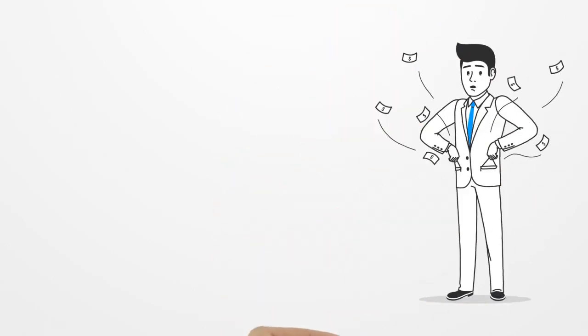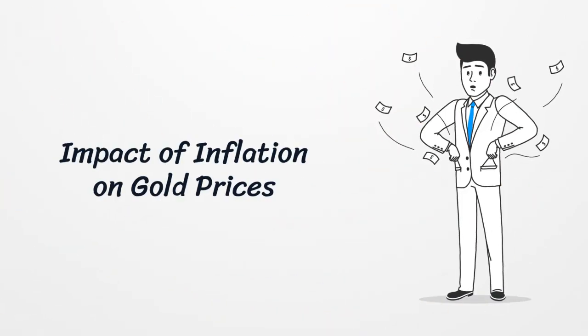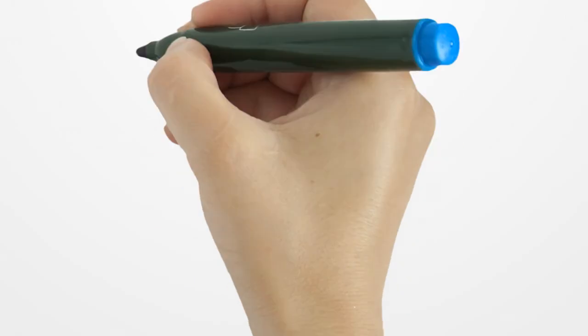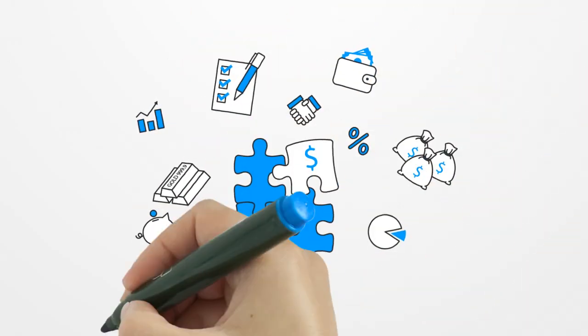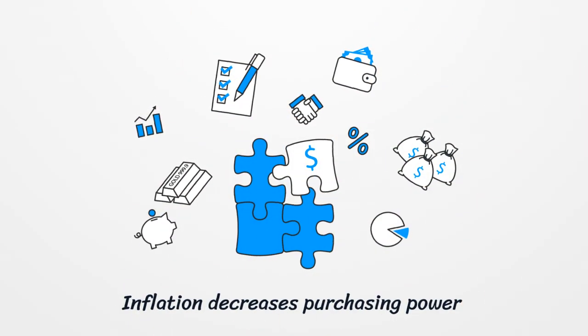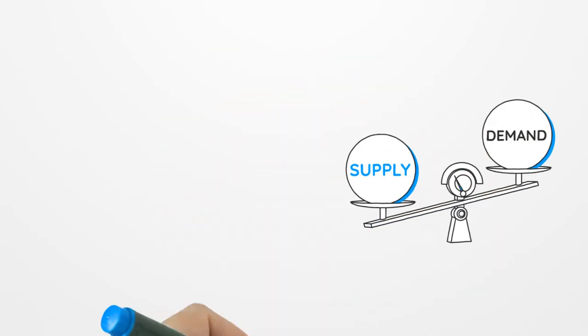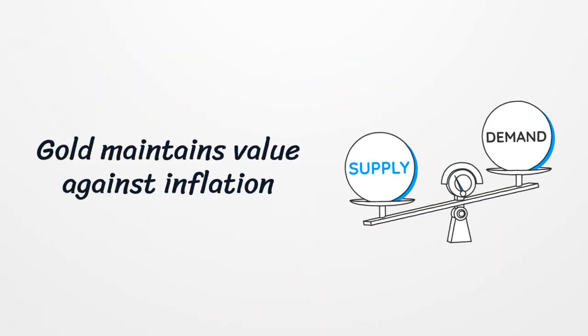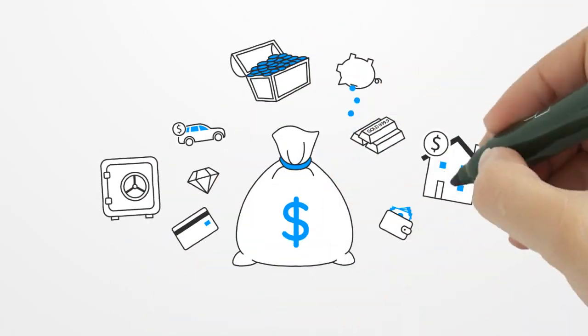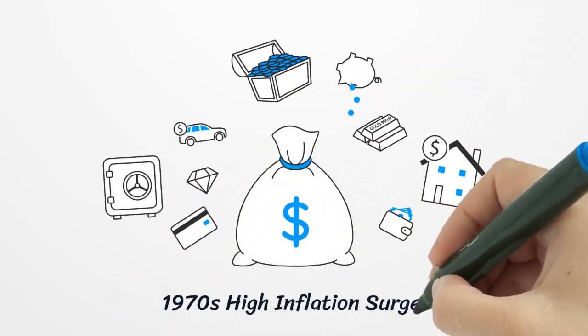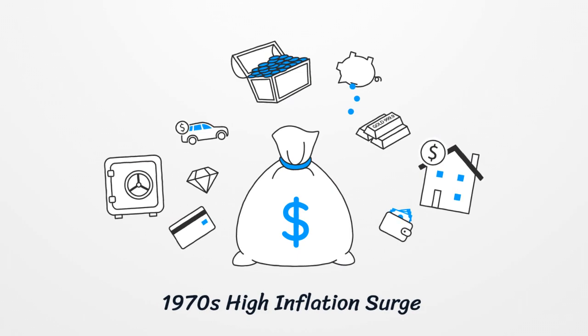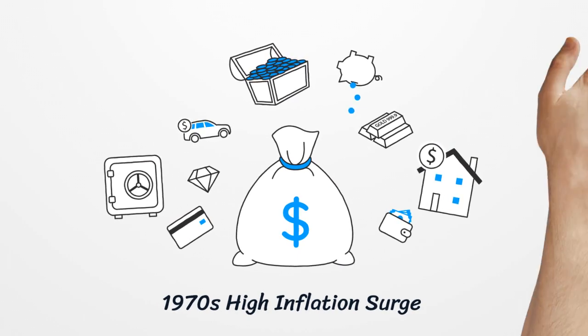One of the most fundamental factors affecting gold prices is inflation. When inflation rises, the purchasing power of money decreases, and investors start seeking real assets. Historically, gold has maintained its value against inflation, which increases demand. For example, during the high inflation period of the 1970s in the United States, gold prices surged dramatically.